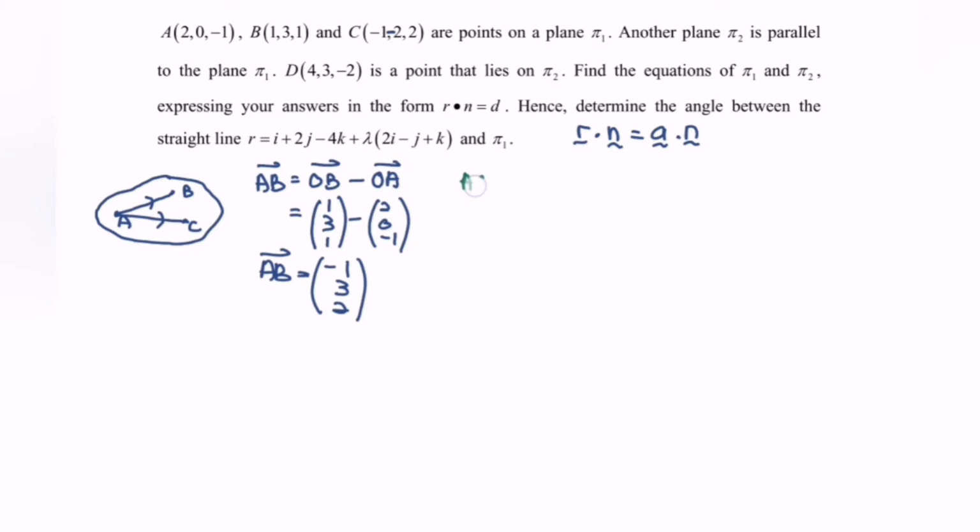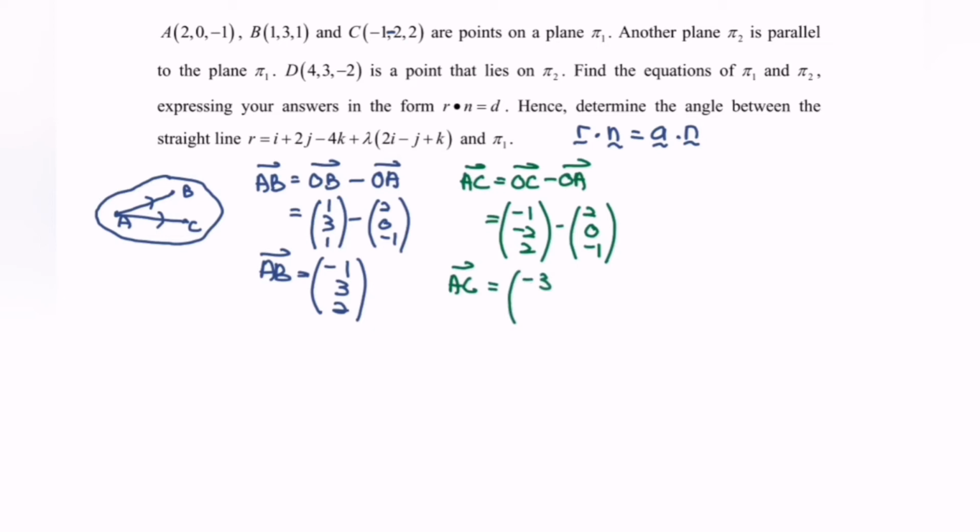For the vector AC, where we have OC minus OA, kindly substitute the values: negative 1, negative 2, and 2 minus OA, where we have 2, 0, negative 1. The vector AC is equal to negative 3, negative 2, and 3.